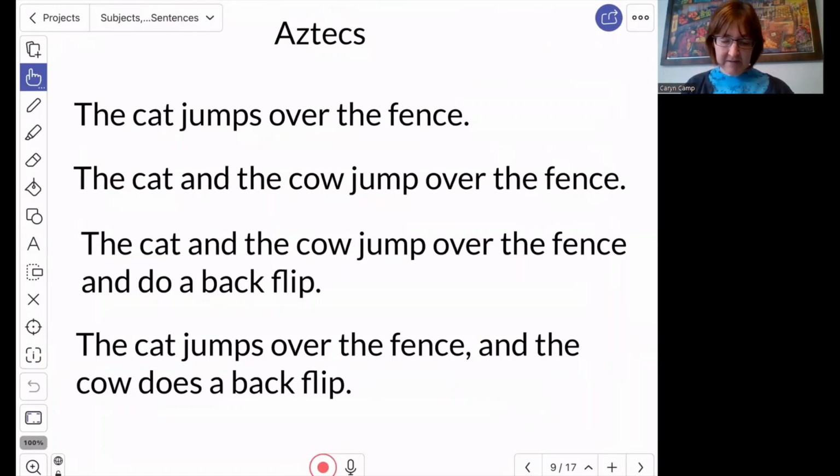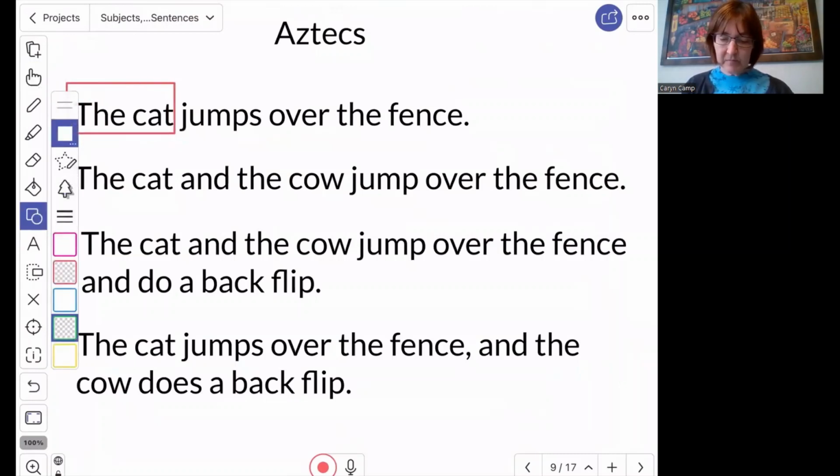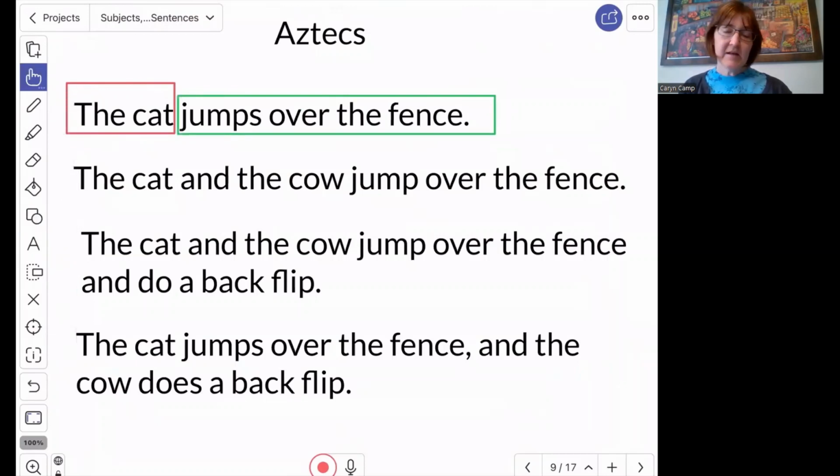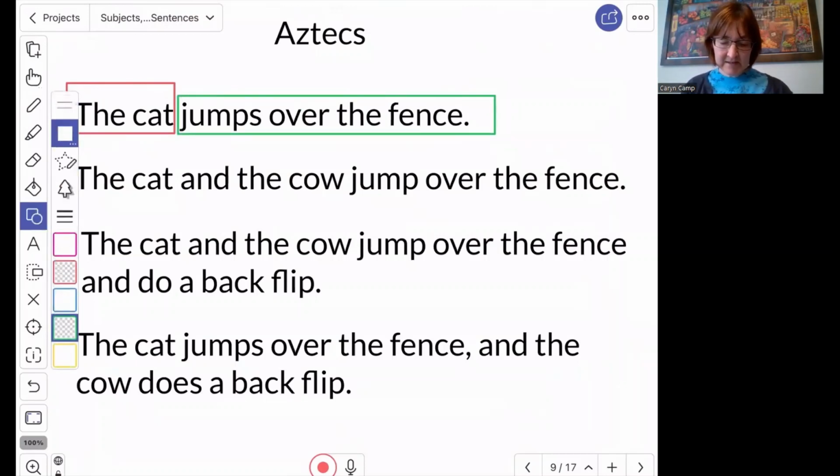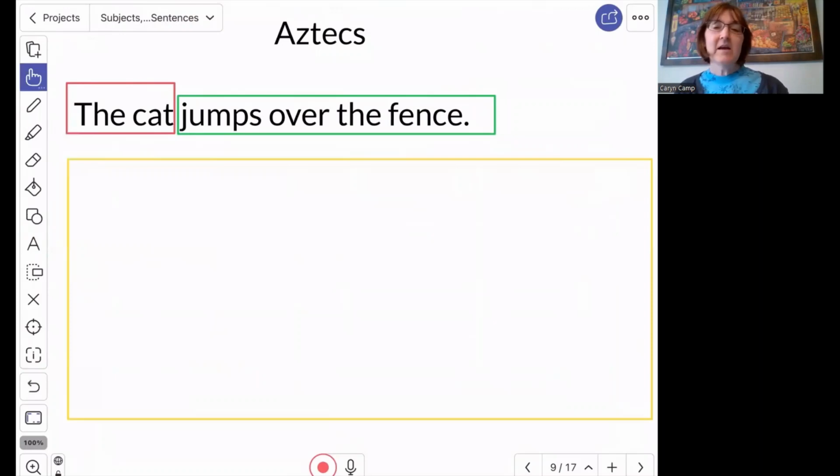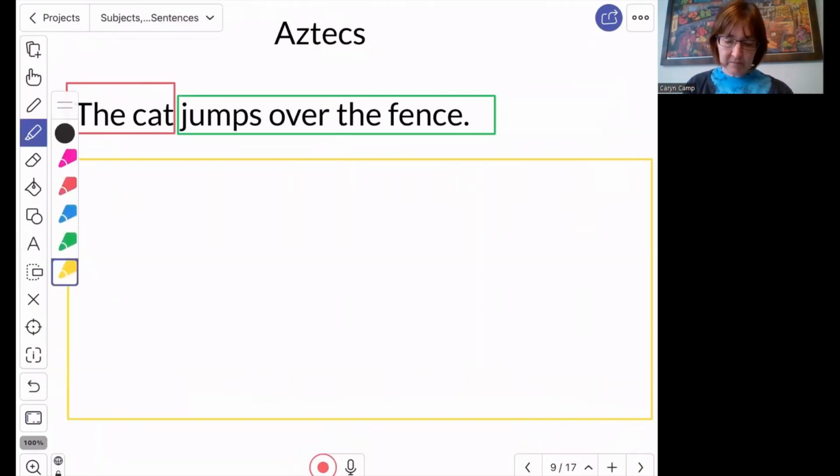The cat jumps over the fence. Who is that about? The cat. What is the cat doing? Jumping over the fence. Have we used up all the words in the sentence? Yes. Let's look at that. So we have our complete subject and our complete predicate. Let's find our simple subject. Is the noun cat. Simple predicate, jumps. That's the verb. Cat jumps. This is a simple sentence because we have subject verb, red, green.